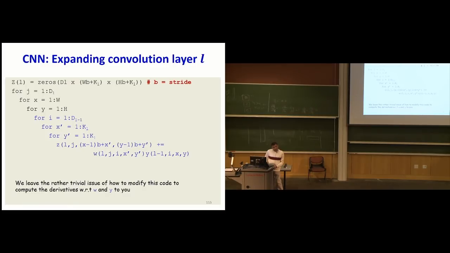So how do you modify this code to compute derivatives when you're going backwards? Anybody want to take a guess? What would you do here? This is exactly the same as what we did for the standard convolution, right? I don't need to change any of the code. I can keep the same code. All I would do is take this last equation and flip it around to get the derivatives with respect to y and the derivatives with respect to w, right? So straightforward.